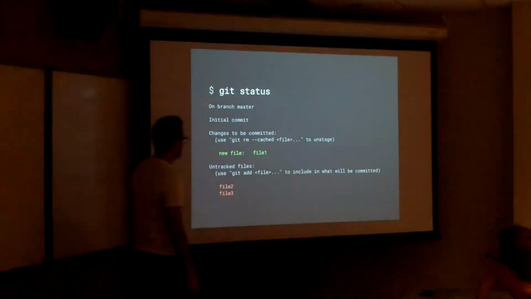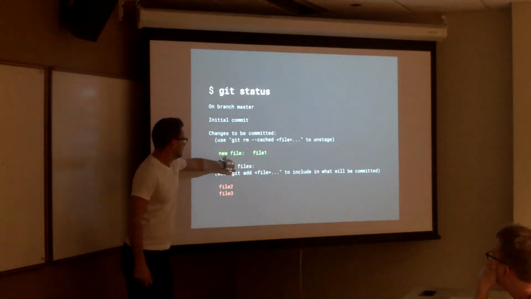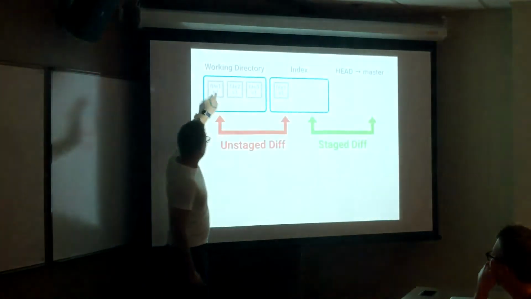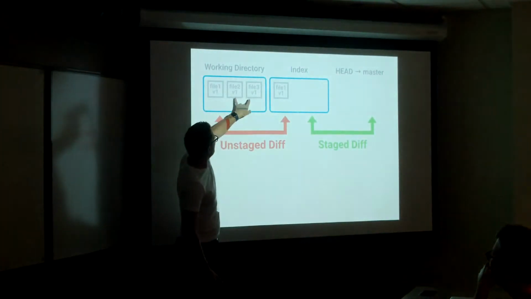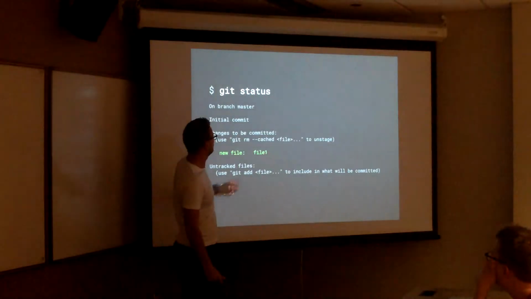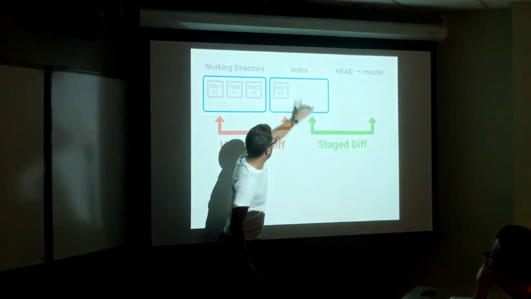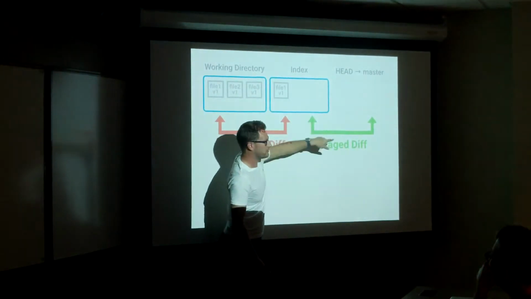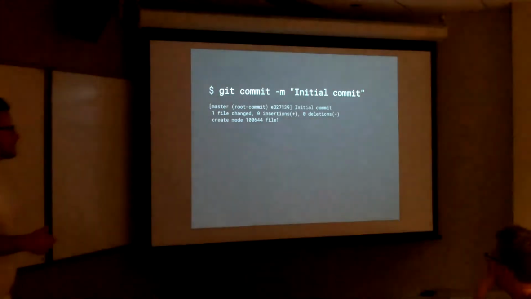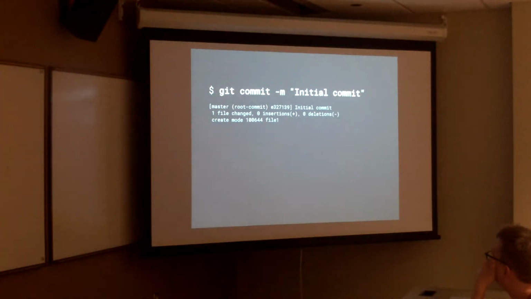So now when we do a git status, we see, hey, new file, file 1, it's green. Why is it green? Because between here and here, we have file 1 in both places, but we don't have file 2 and 3, so those are red. From here to here, we have file 1 here, but not there. So that's green. Very cool. Easy enough. So let's actually make a commit.